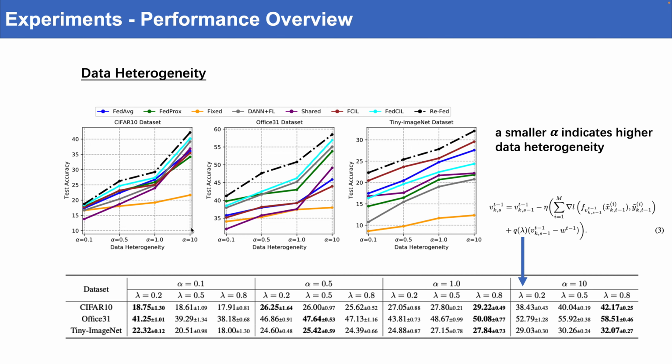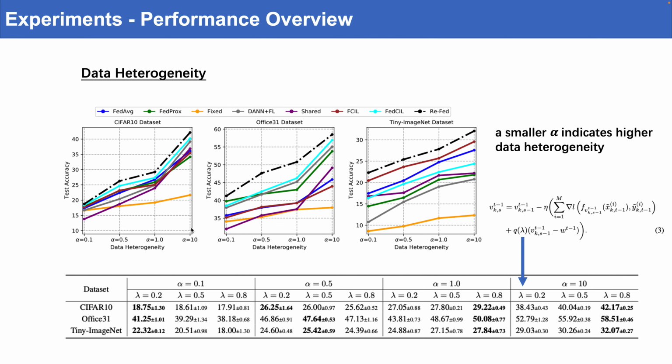Then, we conduct experiments with different levels of data heterogeneity. As shown in this figure, all methods achieve an improvement in test accuracy with a decline in data heterogeneity, and ReFed consistently achieves a leading improvement in performance with different levels of data heterogeneity.